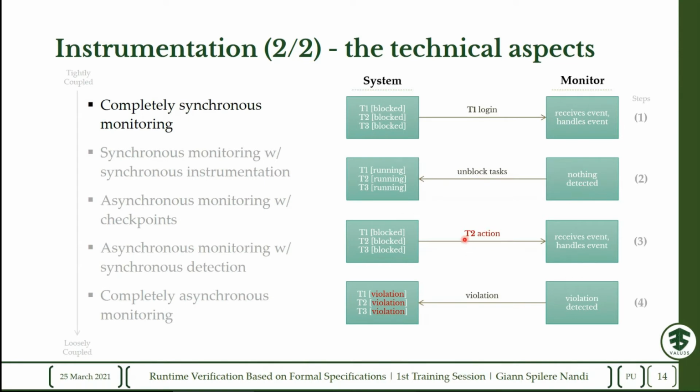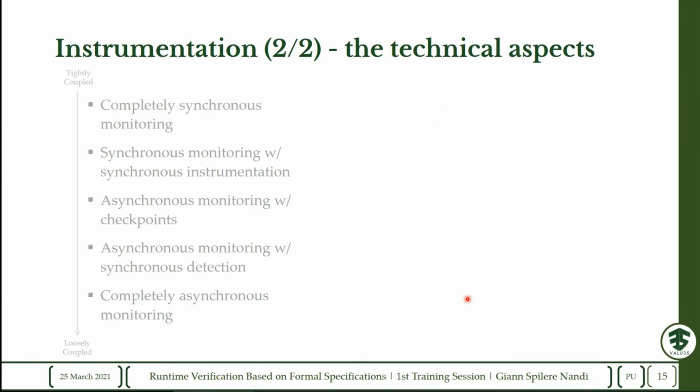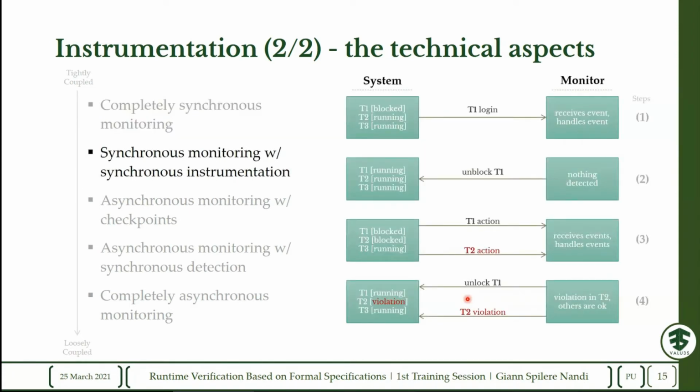But in the case of T2, it's trying to perform an action before having done any login beforehand. And that means for this monitor that there was a violation of some formal property. The second case is where instead of blocking the whole system, you only block the components or tasks that are related to the thing that went wrong.